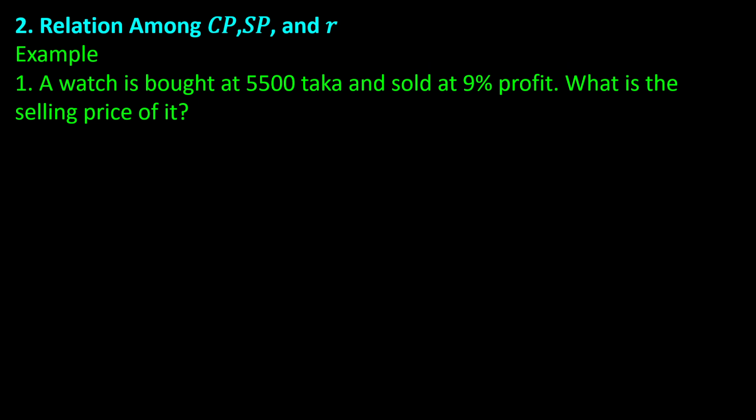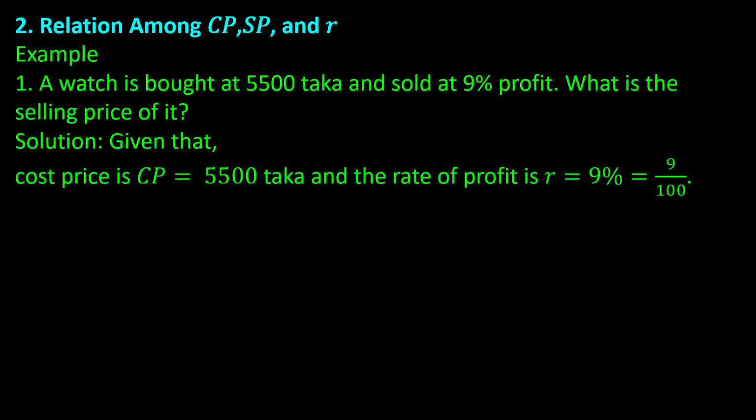Example 1. A watch is bought at 5,500 taka and sold at 9% profit. What is the selling price of it? Here, given that the cost price is CP equals 5,500 taka and the rate of profit is R equals 9%, equals 9 by 100. Here we have to determine the selling price. So let the selling price be SP.